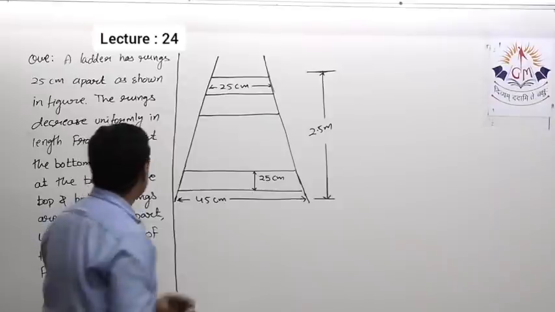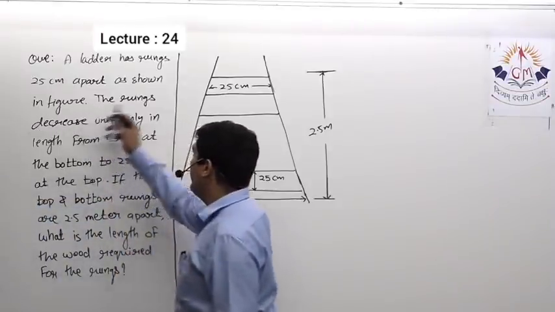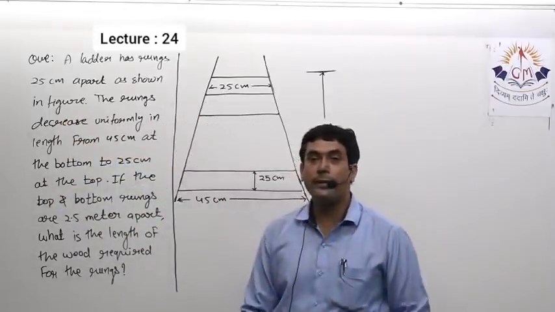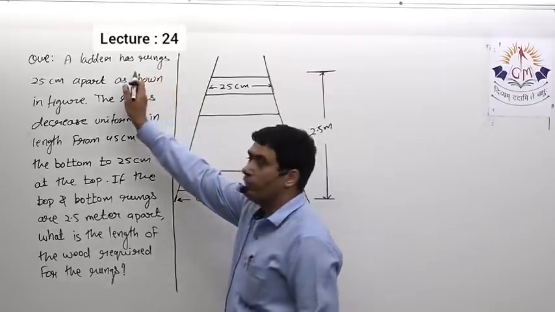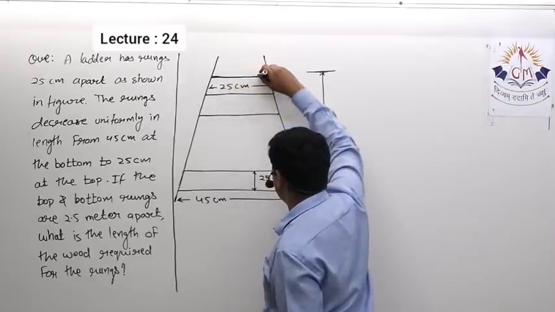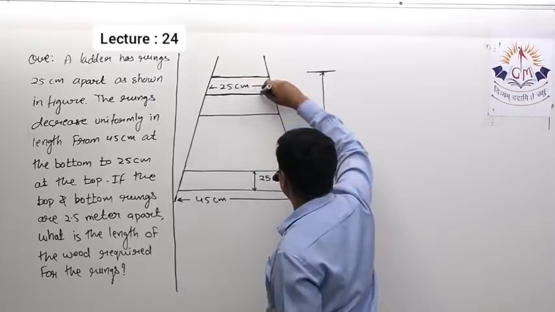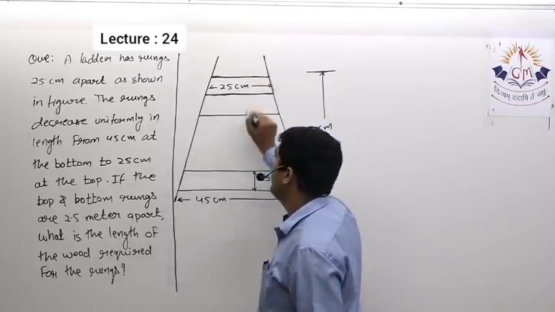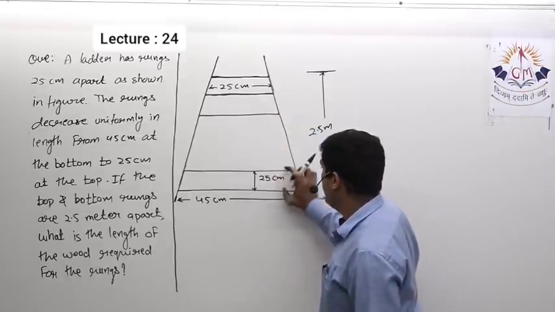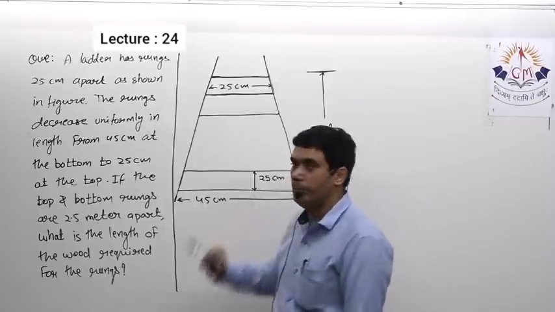Okay, so this is the next question. A ladder has rungs 25 centimeter apart as shown in the figure. Okay, so the first question that might come to your mind is, what is the meaning of rung? So this is a rung, and in simple terms we can say steps that we use to climb up the ladder. So these are the steps or rungs which are 25 centimeter apart. That means the distance between two consecutive rungs is 25 centimeter.